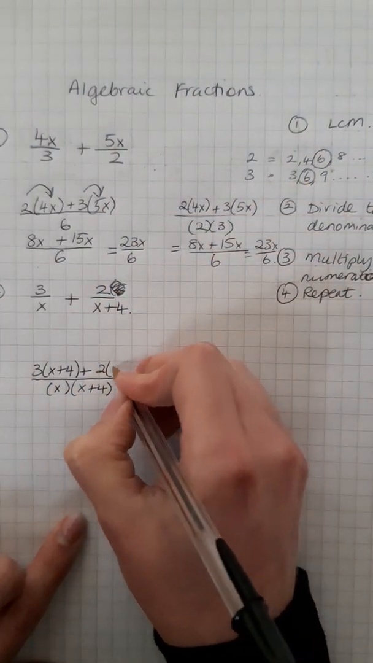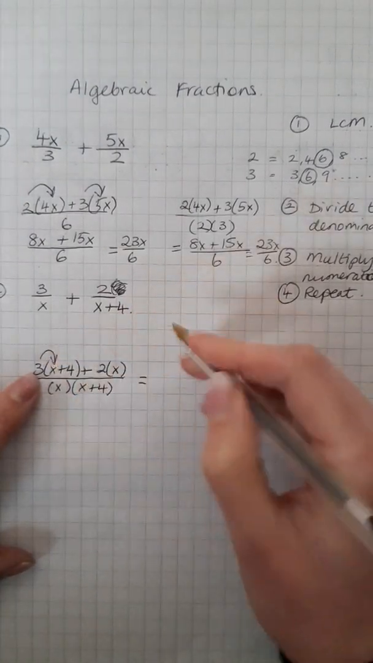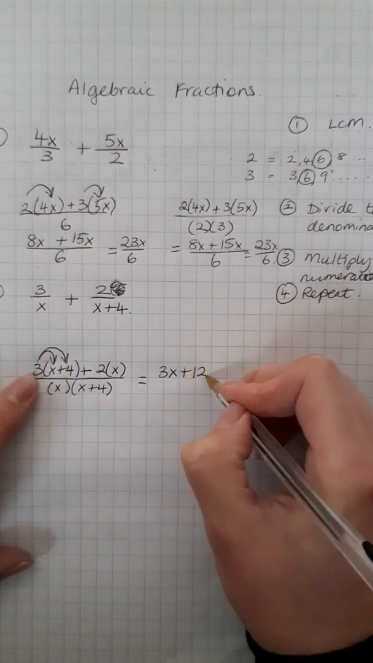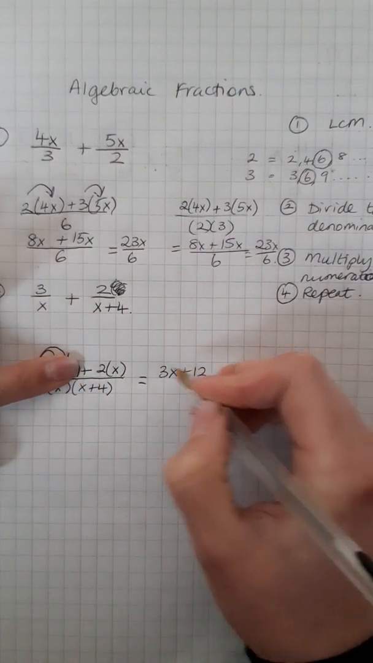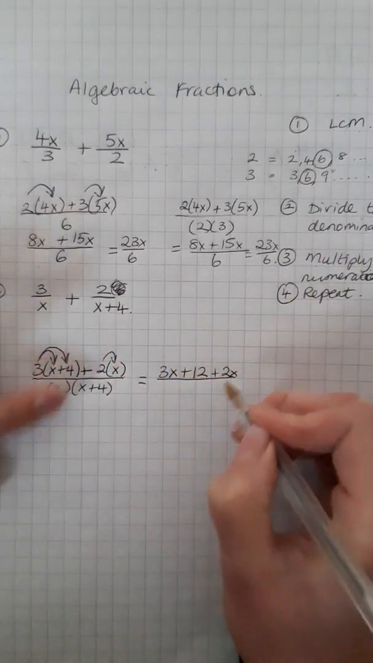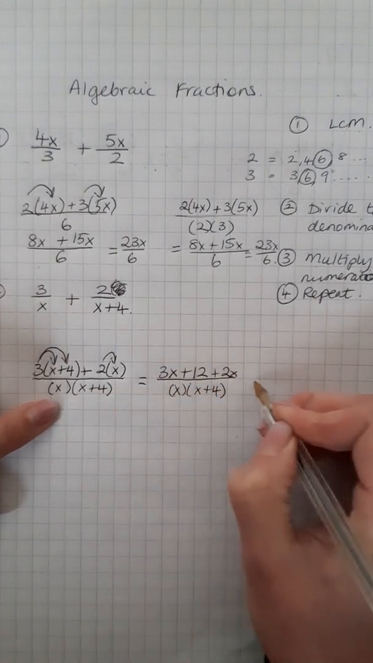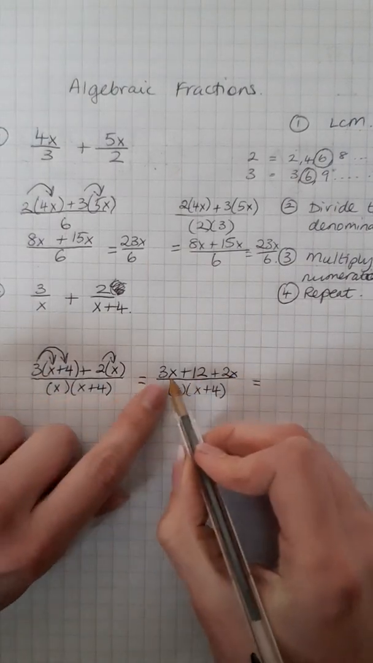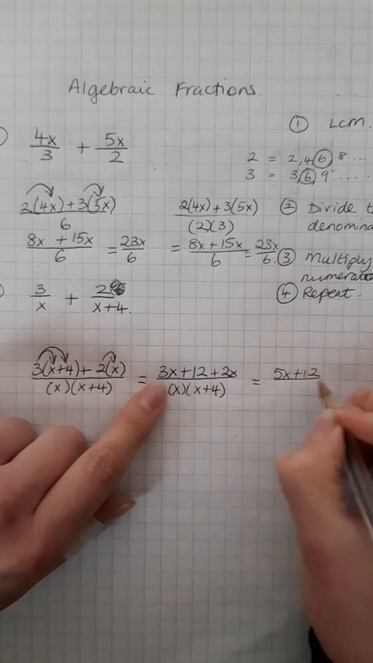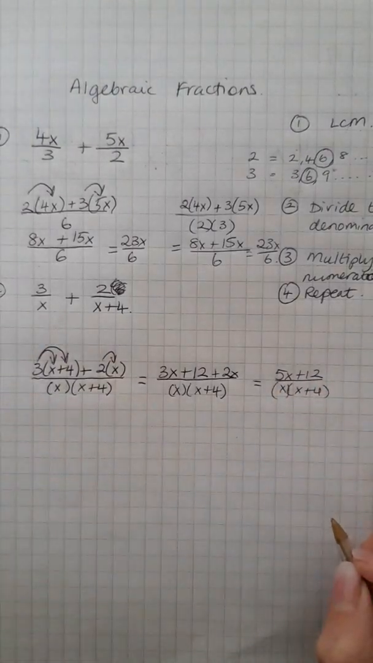I'm then going to multiply those out. 3 by x is 3x. 3 by 4 is 12. Is that all right? So that's that whole bracket multiplied out. And then going to multiply 2 by x is just 2x. And it's all over, and you don't need to multiply this out, x by x plus 4. We're going to simplify this now. 3 and 2 makes 5x plus 12 all over x by x plus 4. Okay, and that's the question done.